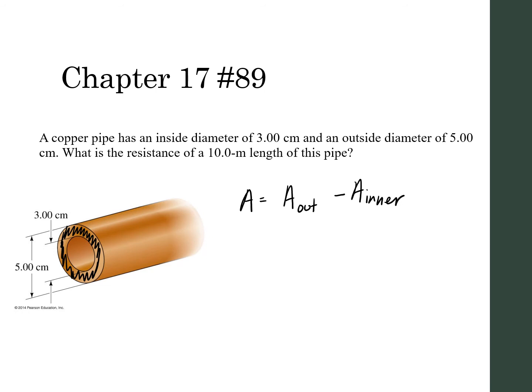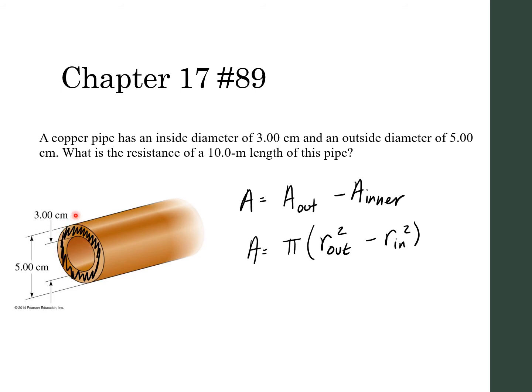Because we want to subtract out this middle section of our wire where there's not actually any wire. So the area we're going to be using, the area of a circle is pi r squared. So we're going to have pi times radius out squared minus radius in squared. Again, the reason we're using this equation for our area is we only want to consider where we actually have metal.